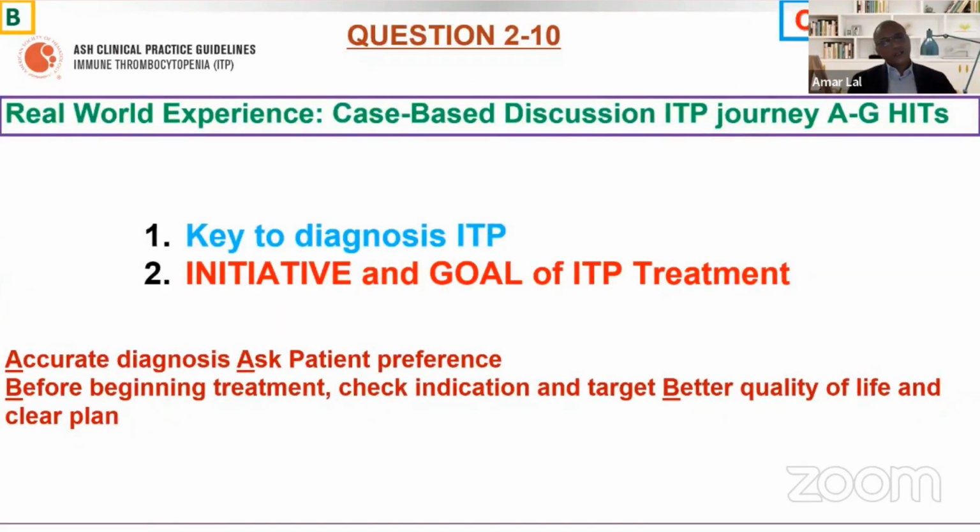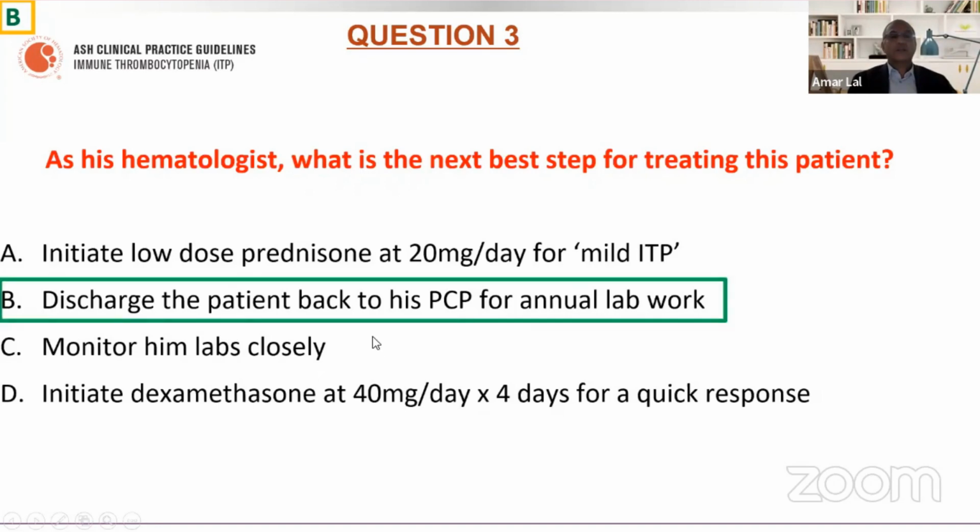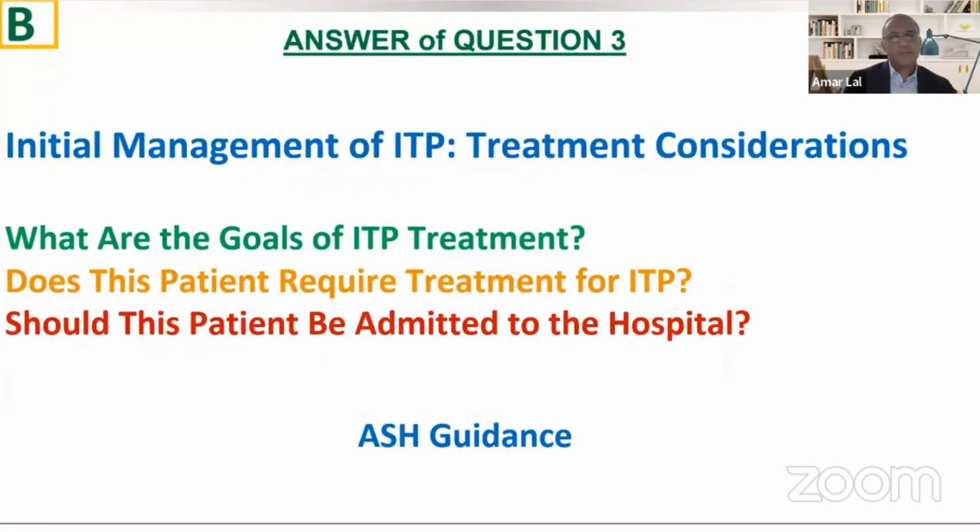The second thing is what to initiate in this patient. Should we treat the patient or refer back to the physician? At this point, what is the best option of treatment? Start prednisolone, discharge the patient back to the physician with thanks for the referral, keep the patient with you for monitoring, or use dexamethasone. I actually discharged the patient back to the primary physician for an annual lab workup, labeled ITP, so that the patient could be referred back to us if anything happened. So this was the first step.